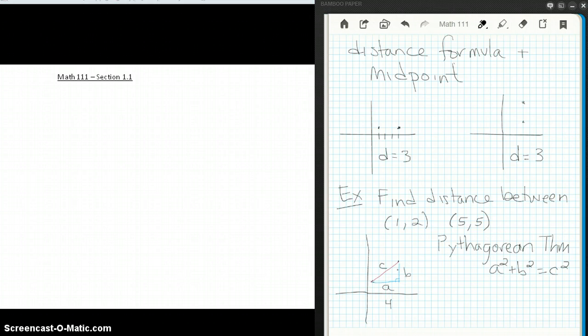B is 1, 2, 3, so that's 3. And I don't know what C is. We're going to find that out, right? Okay, well, let's plug in those numbers for A and B and find out what C is.